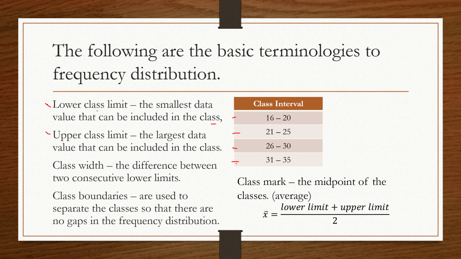Okay, so when we say lower class limit or lower limit po, yan po yung smallest data value in the class.